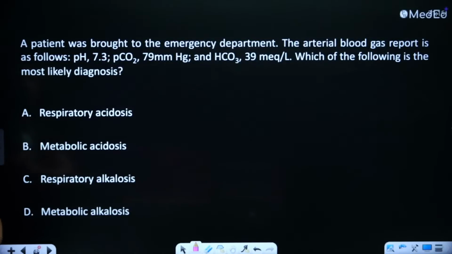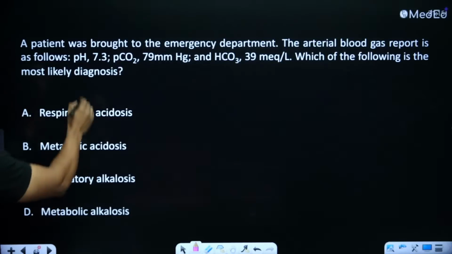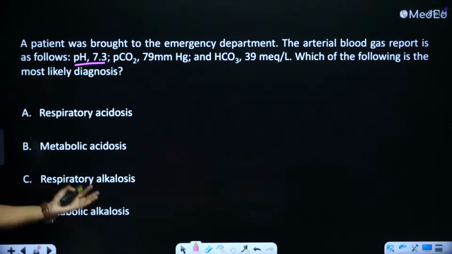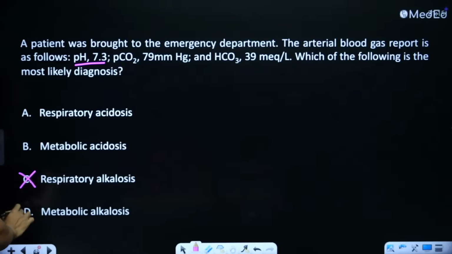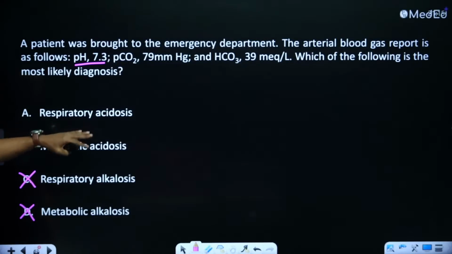Now, this is the next question. A patient brought to emergency department, ABG shows pH of 7.3, PaCO2 of 79, bicarb of 39. Which of the following is the most likely diagnosis? So pH is 7.3, so we already know acidosis. So two alkalosis options are ruled out. So we are dealing with acidosis.